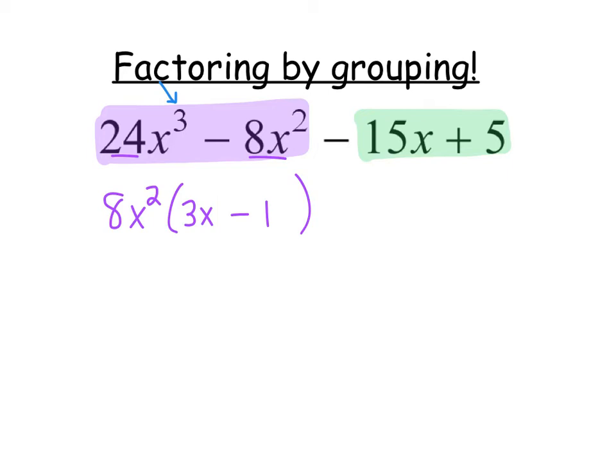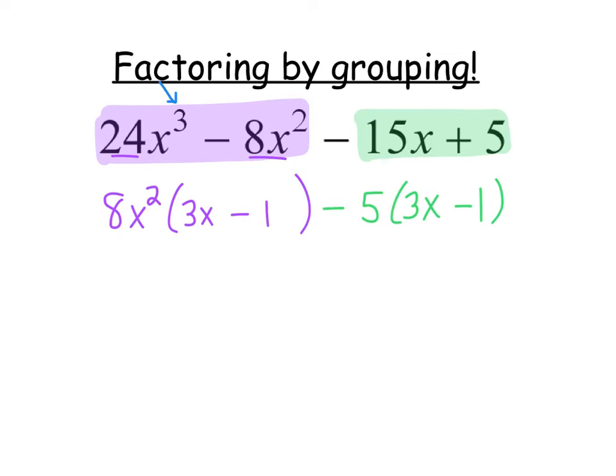Now we have a minus sign in the middle, and the green highlighted terms have a common factor of 5. If we factored a 5 out, how are we going to get back 15x? We would need to have a 3x here, and then I would need to have a minus 1 to get back the positive 5. Just keep in mind, this is a minus because we had a minus here, so the minus 5 times minus 1 does get us the plus 5 there. So just watch your signs and be careful.